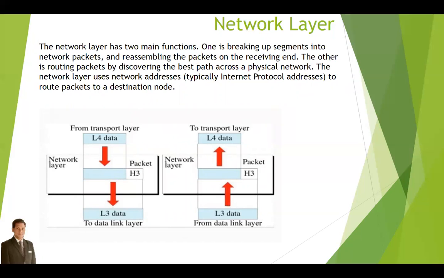Network layer. The network layer has 2 main functions. One is breaking up segments into network packets and reassembling the packets on the receiving end. The other is routing packets by discovering the best path across a physical network. The network layer uses network addresses, typically Internet Protocol addresses, to route packets to a destination node.